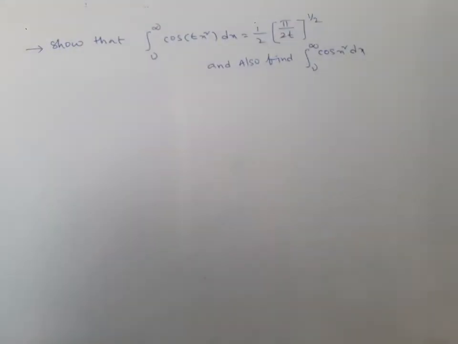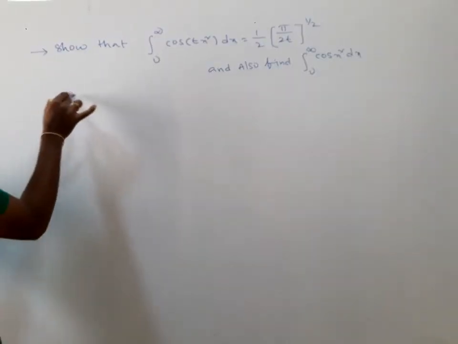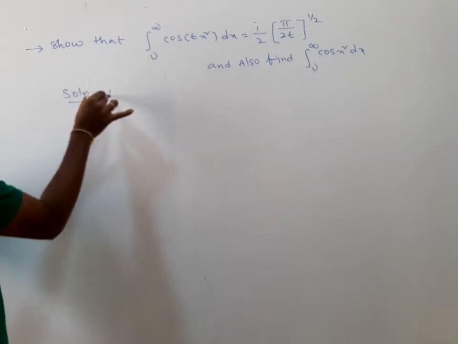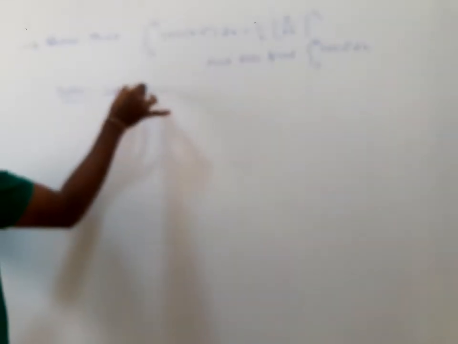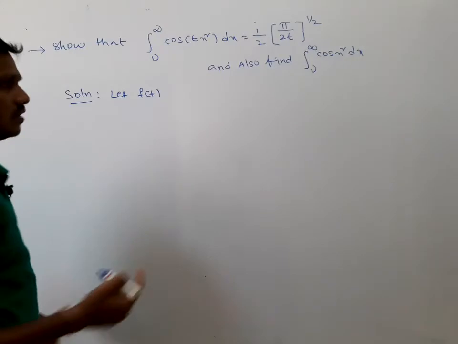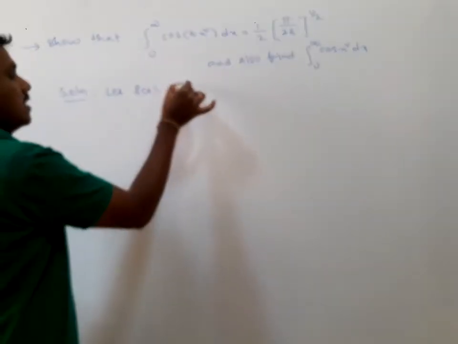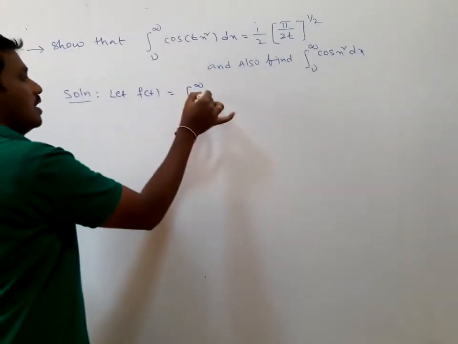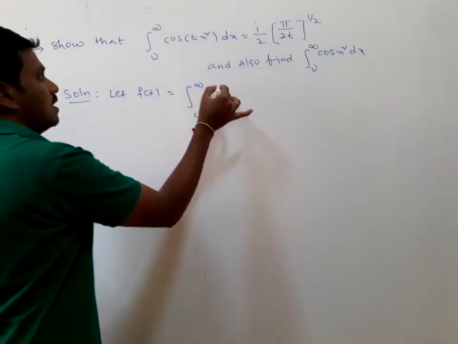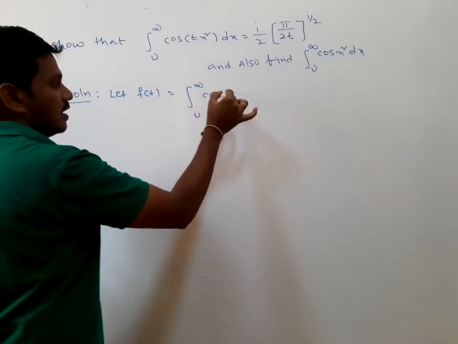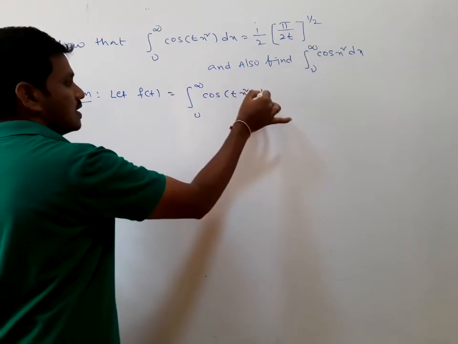Listen. Now, using the inverse Laplace transformation and Laplace transformation concept, I am going to evaluate. Coming to the solution. Let f of t be equal to, I am taking it as a function of t, no? Here it is clearly a function of t. Here t x square is there, no? So f of t is equal to integral 0 to infinity cos x square t, or t x square, dx.